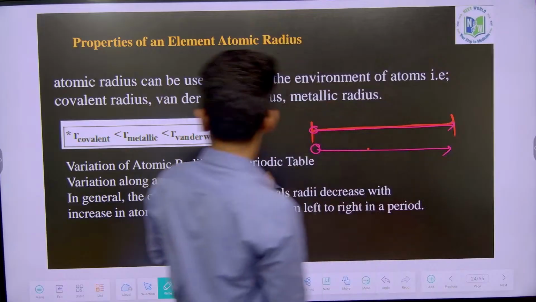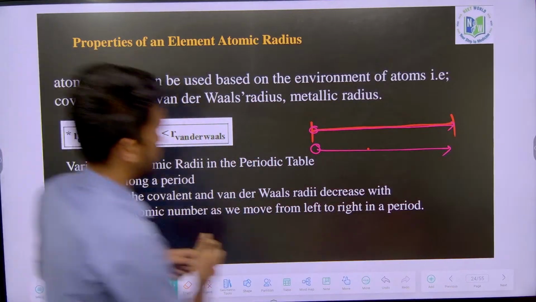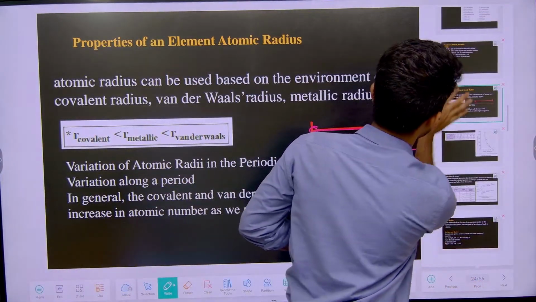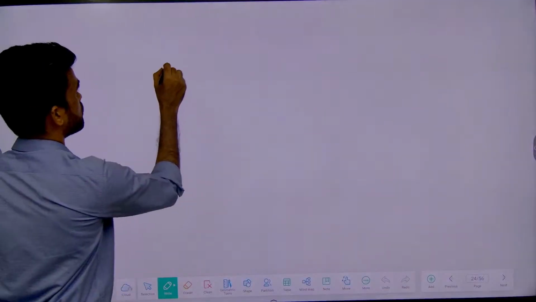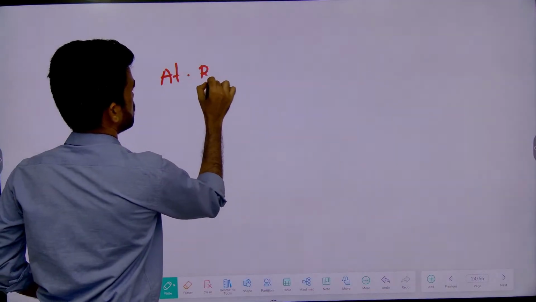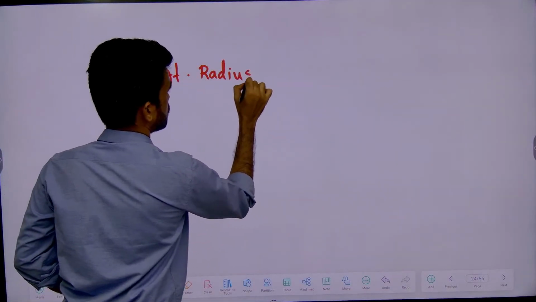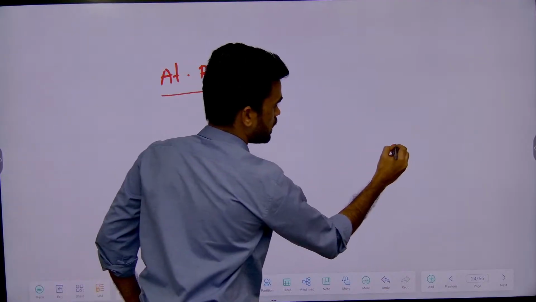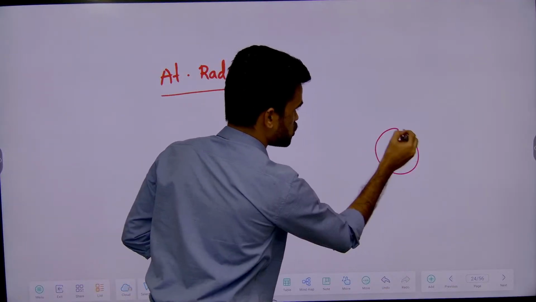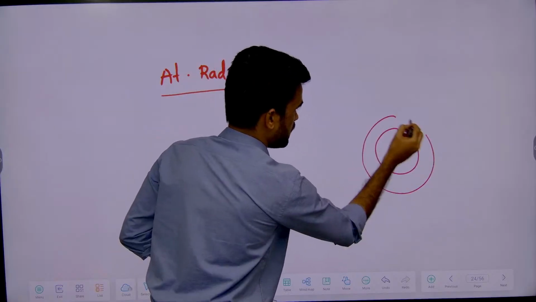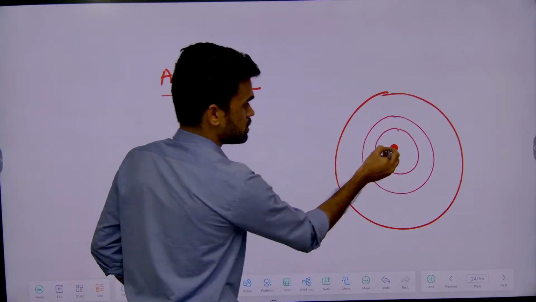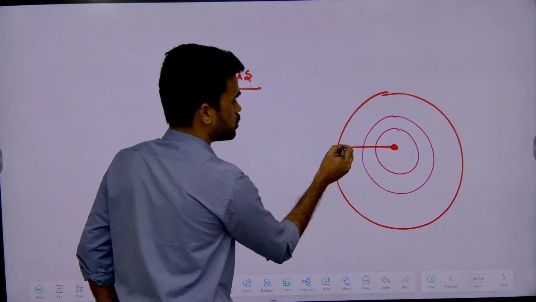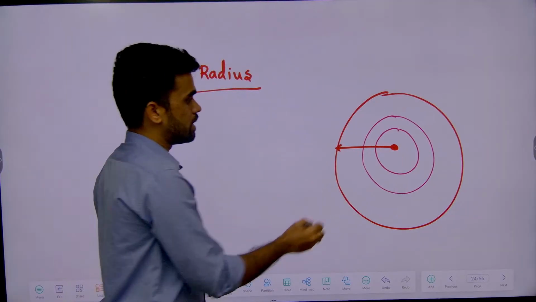So once read, do we have anything related to it? So now how can you understand the basic definition? What is the basic definition of atomic radius? If this is a nucleus, we know there will be inner shells. So these are the inner shells, and let us say this is the outer shell. Now the distance from the nucleus to the outermost shell of an atom is considered to be the radius.